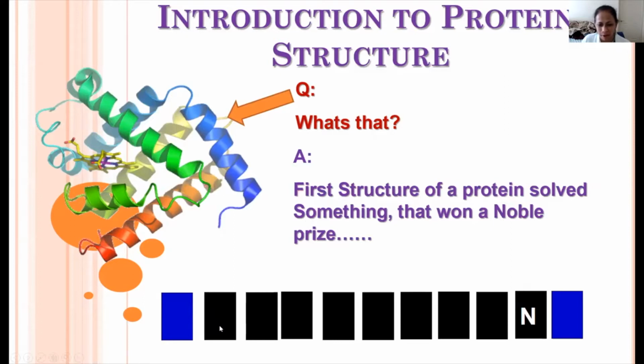This is where you kind of guess. I'm going to give you a clue. It starts with an M. It's actually a very important protein in our bodies. Absolutely, Chandrani is correct. It's actually myoglobin. This was the first structure of a protein that was actually solved, and because it was so important, it won a Nobel Prize, right?